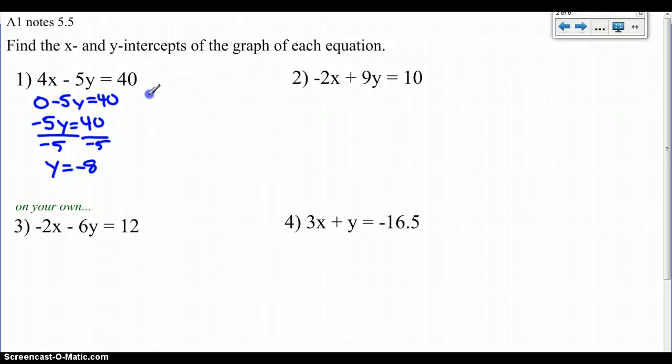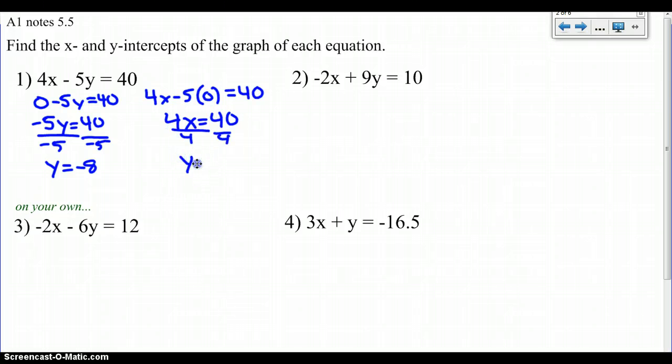Our next step is to plug in 0 for y. So we'll have 4x minus 0, or just simply 4x, equals 40. Divide both sides by 4, and x equals 10. So we have x and y intercepts of (0, negative 8) and (10, 0). So (0, negative 8) would be your y-intercept, (10, 0) would be your x-intercept.